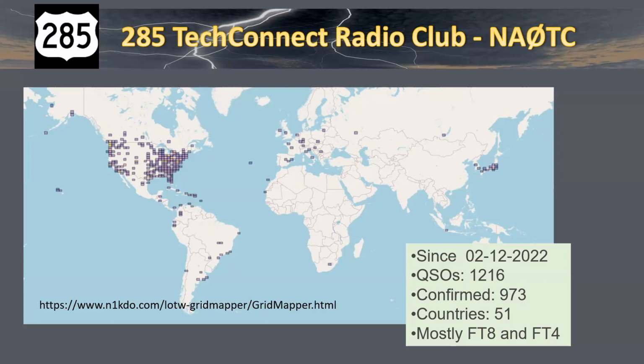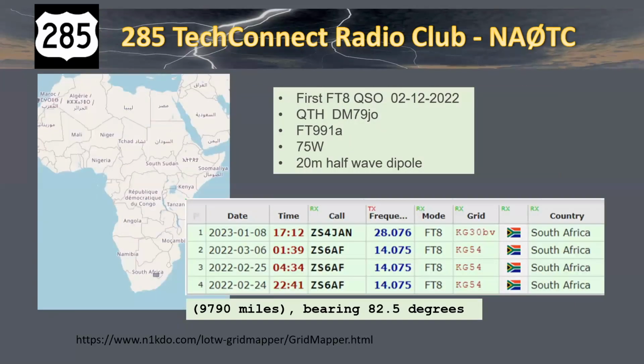Since then, I've made 1,200 QSOs, almost 1,000 of them confirmed, in 51 countries, mostly on FT8. And this is a grid mapper showing where some of those contacts were. I don't do it a lot, but particularly in the wintertime, I really enjoy using FT8. When I first got started, like I said, it was in February of 2022.